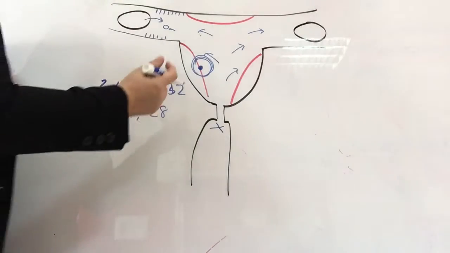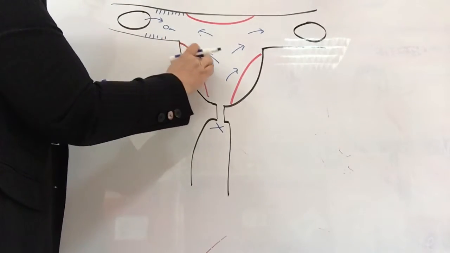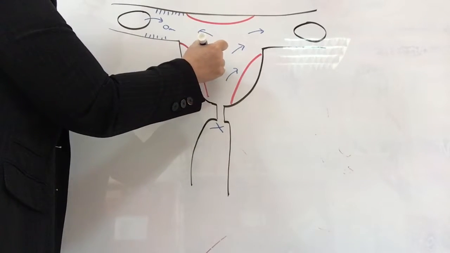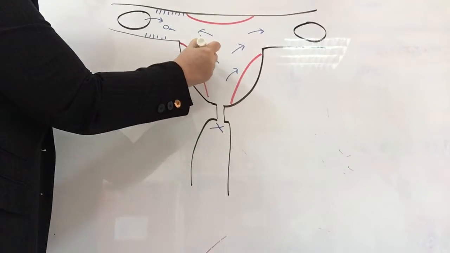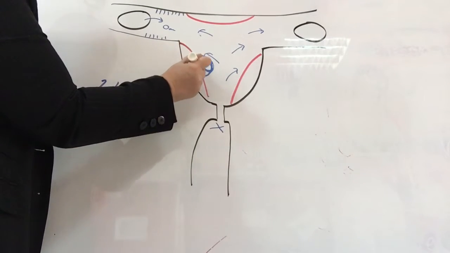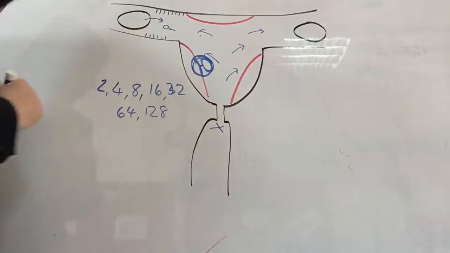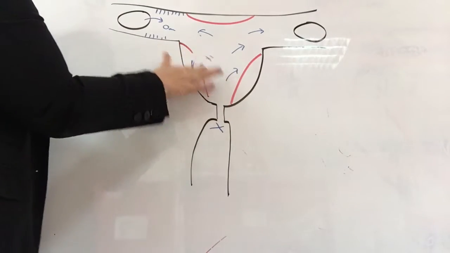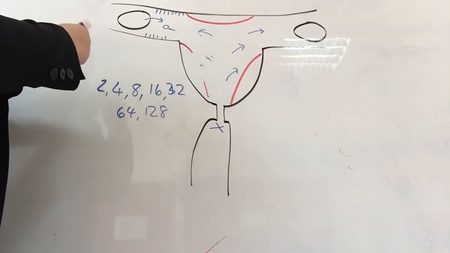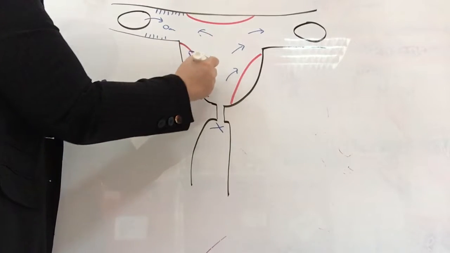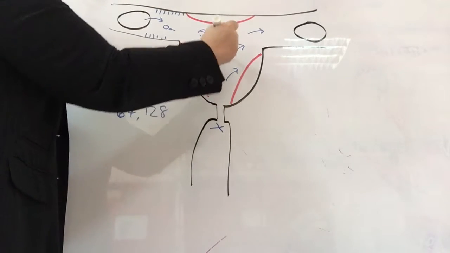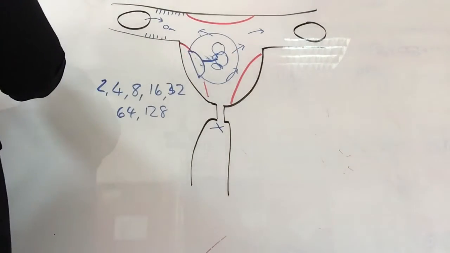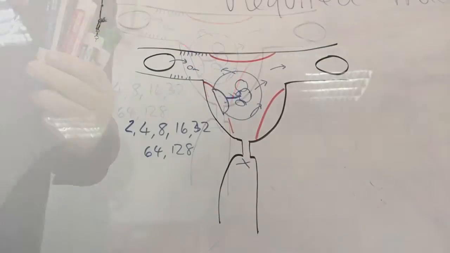Now that mass of cells begins to become specialized and differentiate. Some of it will become the baby, some of it will become the amniotic sac, and some of it will become the placenta and the umbilical cord. And as that continues to grow, it takes on a bigger shape and it becomes more obvious. So we have the placenta, the umbilical cord, and then we have the baby, and that's all growing inside the amniotic sac.